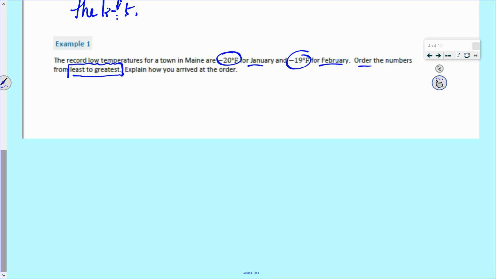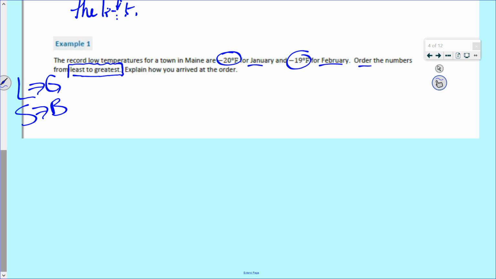Another tip I like from Miss Caruana: as soon as she reads something like this, the first thing she does is write L to G. Or, if you prefer, small to big. Make a note for yourself so you know exactly what it is you're doing. So I only have two integers, -20 and -19. Which one is smaller?